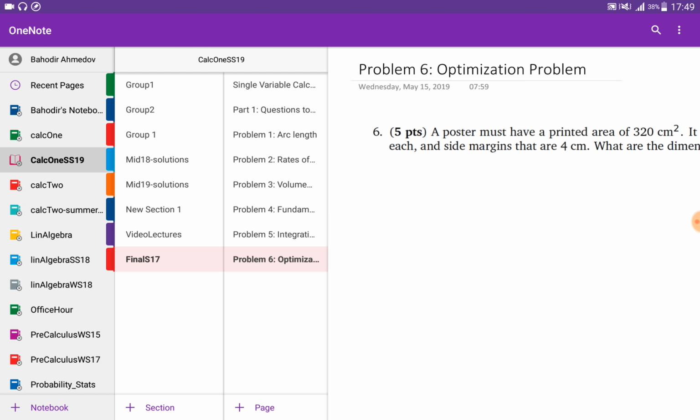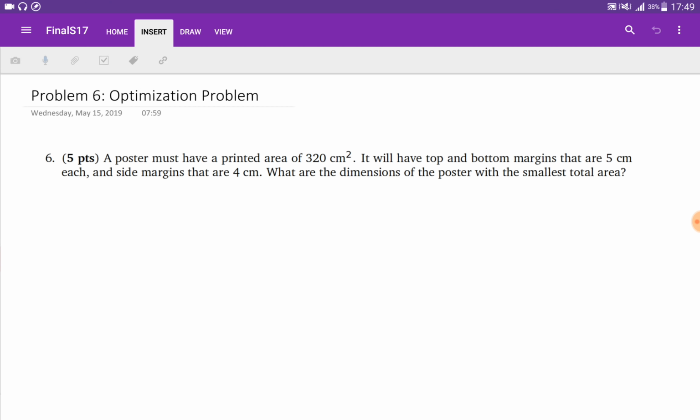So the last problem is on the optimization problem. A poster must have to be printed to the area of 320 centimeters squared. It will have top and bottom margins of 5 centimeters and side margins of 4 centimeters. What are the dimensions of the poster with the smallest total area?